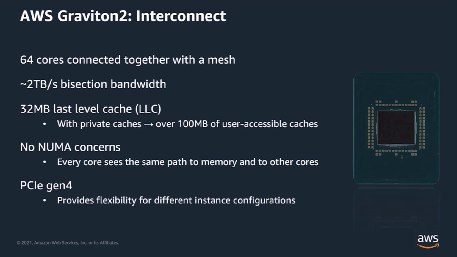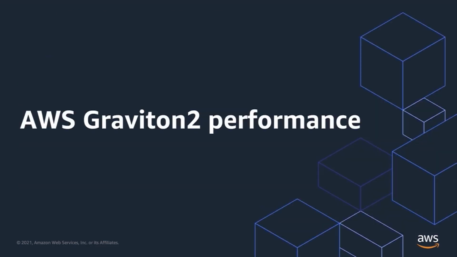And Graviton2 also supports 4th generation PCIe, which powers the local NVMe SSD storage available in the D variants. Remember, M6gd, C6gd, and R6gd. So let's take a look at some of the actual performance gains from some of these features that we noted in the Graviton2 CPU.